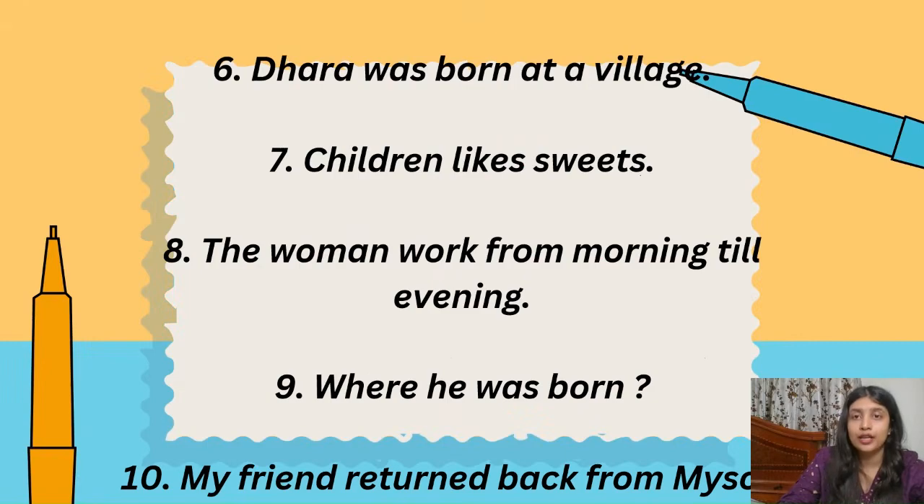Dhara was born in a village. Children like sweets. The women works from morning till evening. Where was he born? Not he was born. My friend returned back from Mysore. So the answer for this is: my friend returned from Mysore. Because return itself tells that he came back, right? No back is used here.